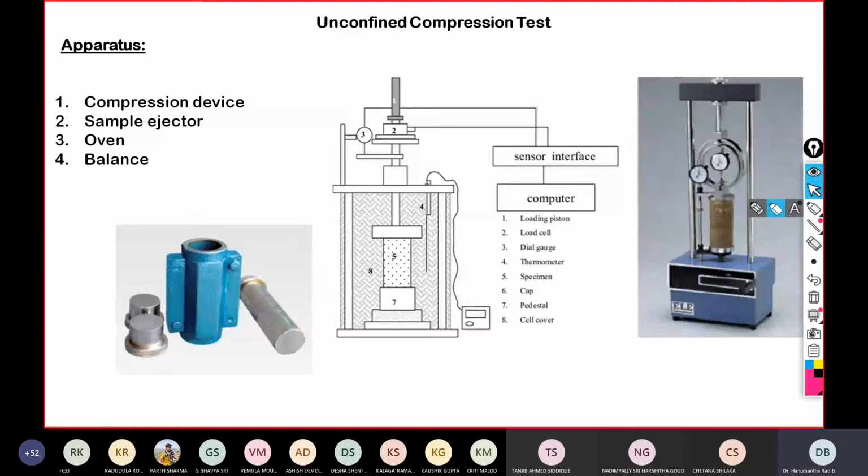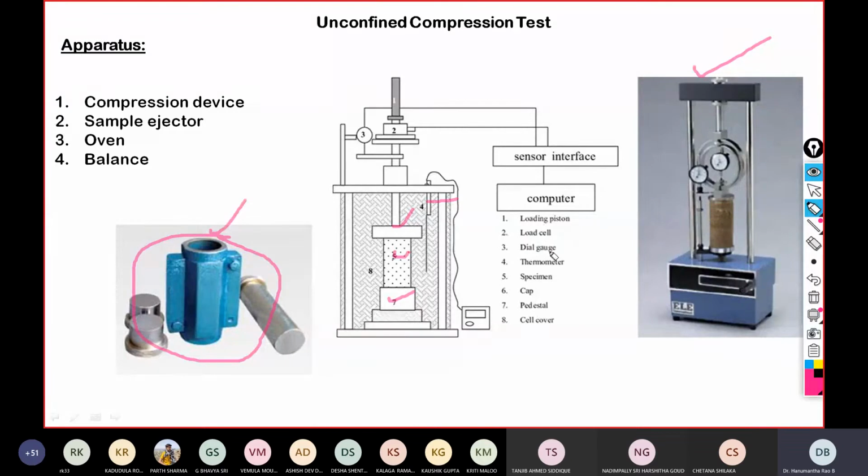These are some accessories which are required for conducting the UCS test. This is the UCS machine, the unconfined compressive strength testing machine. This is the schematic, or the cross section, showing the different parts of it. This is the soil sample, and these are the plungers, top plunger and bottom plunger. This is the LVDT, which is used to measure the deformation, and these are the accessories for preparing the soil sample.